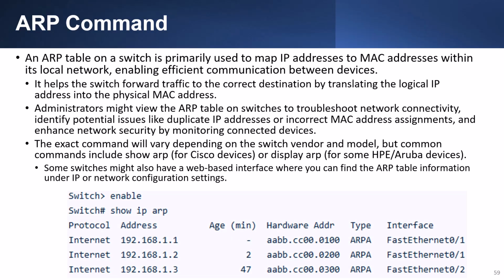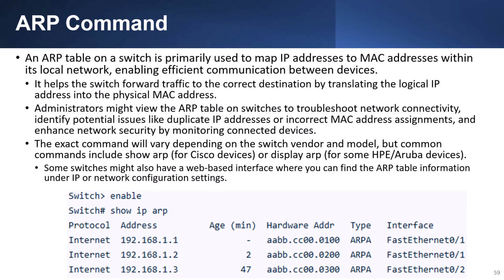An ARP table on the switch is primarily used to map IP addresses to MAC addresses within its local network, enabling efficient communication between devices. It helps the switch forward traffic to the correct destination by translating the logical IP address into the physical MAC address. Administrators might view the ARP table on switches to troubleshoot network connectivity, identify potential issues like duplicate IP addresses or incorrect MAC address assignments, and enhance network security by monitoring connected devices.